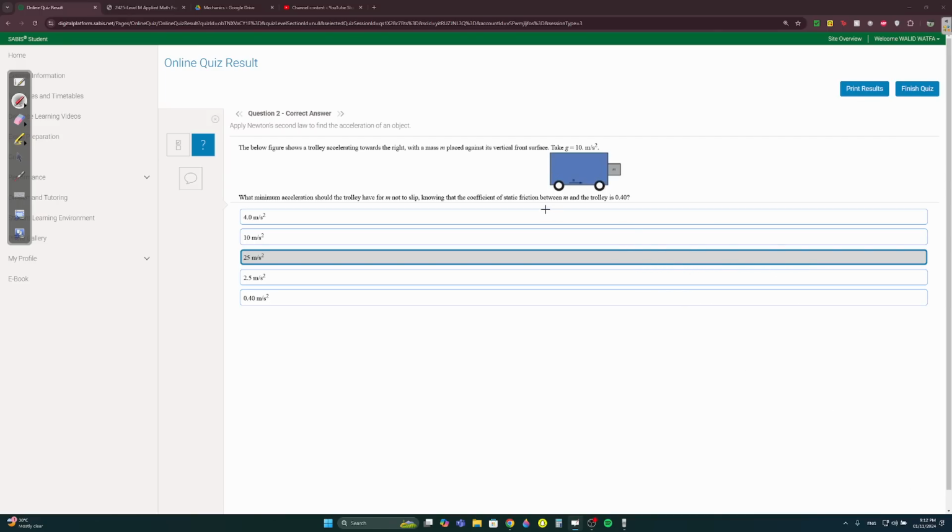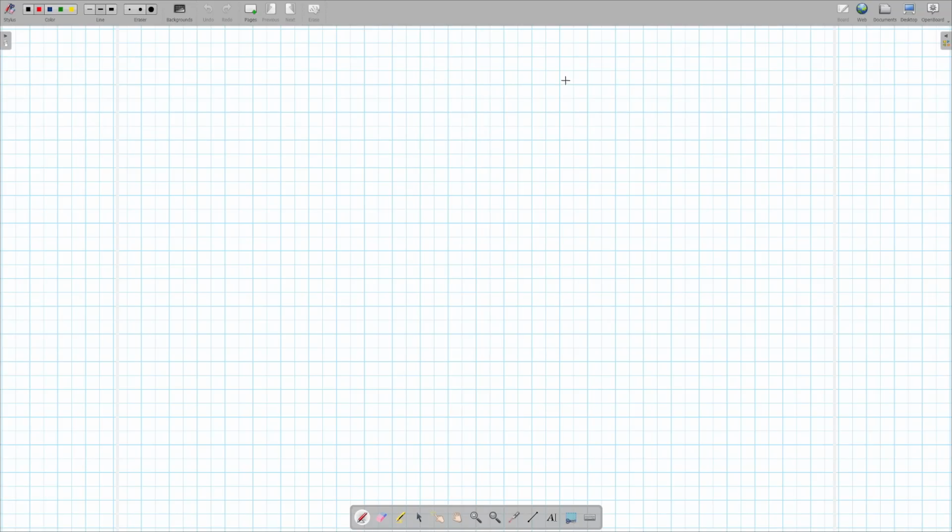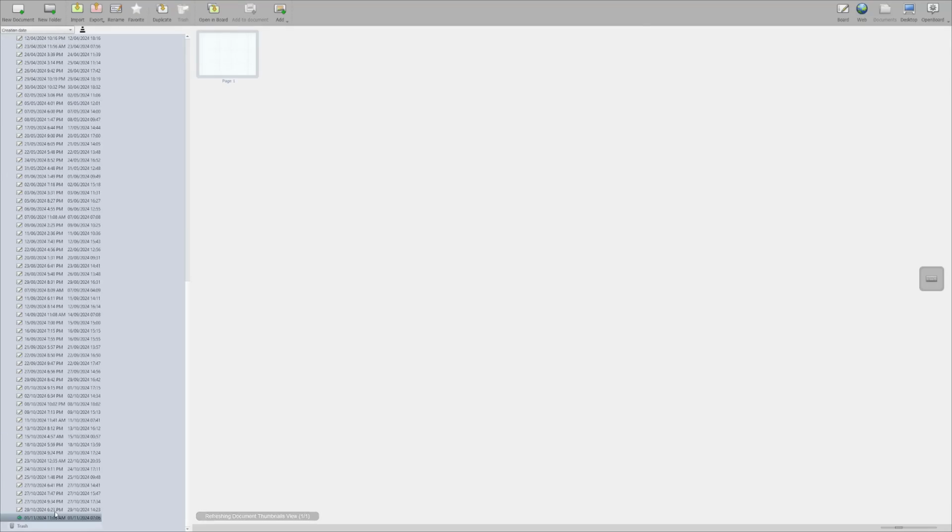The below figure shows a trolley accelerating towards the right. This was in the CA quiz, but many people were absent for it, so they're going to see a lot of questions that are new to them. But the CA came very easy. The questions came like the quiz. There's a trolley accelerating to the right with a mass m placed against its vertical front surface. Take g equals 10.